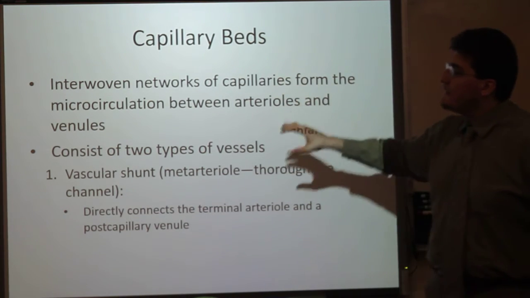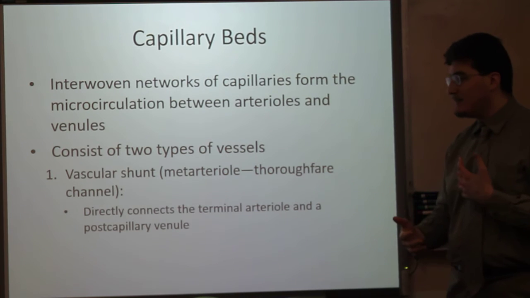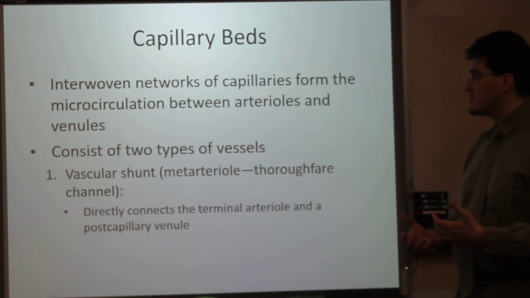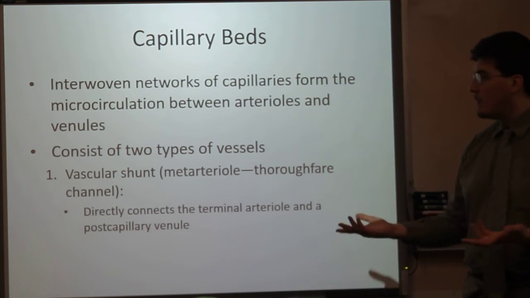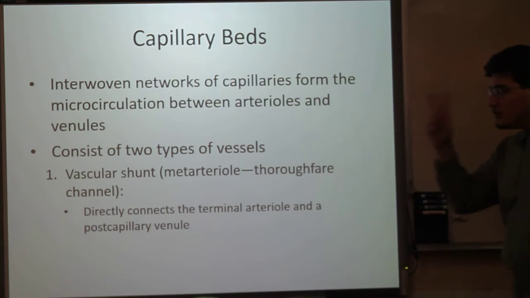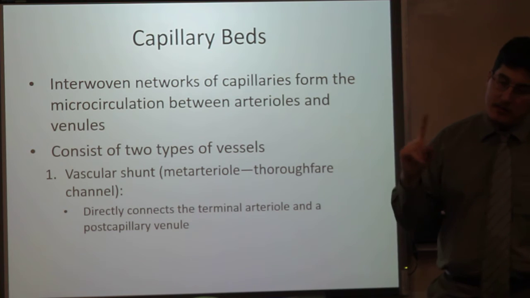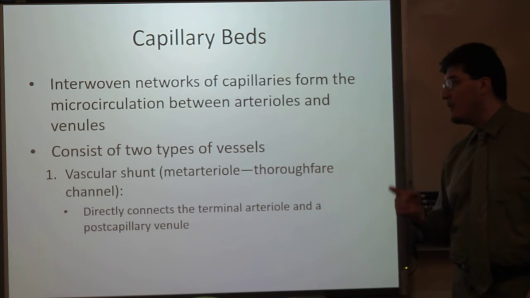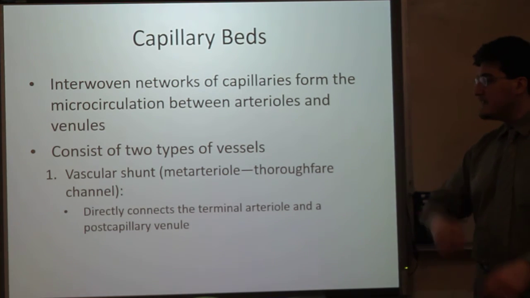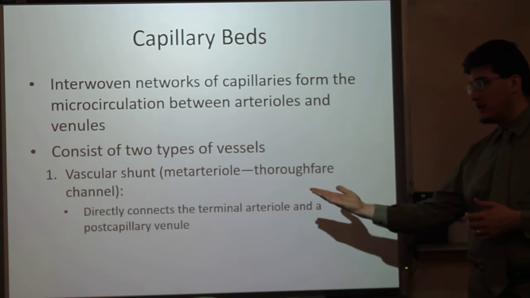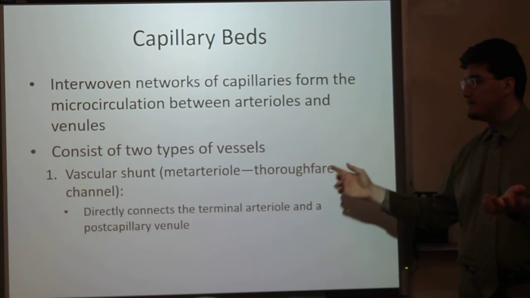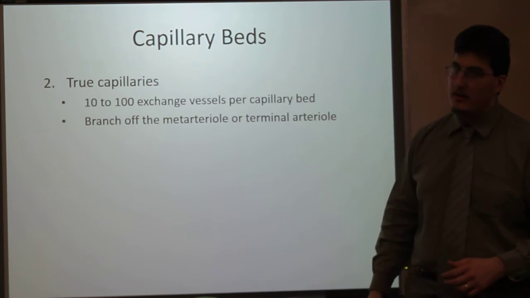So the capillary beds, they're interwoven networks of capillaries. They form the microcirculation between the arterioles and the venules. We have two types of vessels in this world. We've got the vascular shunt, which is the metarteriole and thoroughfare channel, and this is directly connecting our terminal arteriole to the post-capillary venule. And then we have our true capillaries.